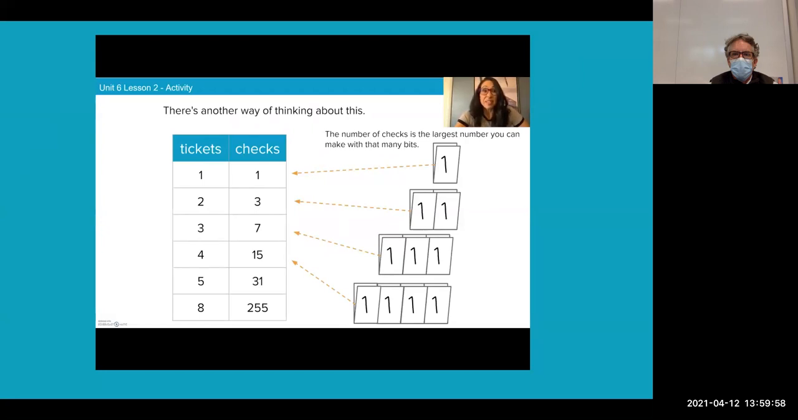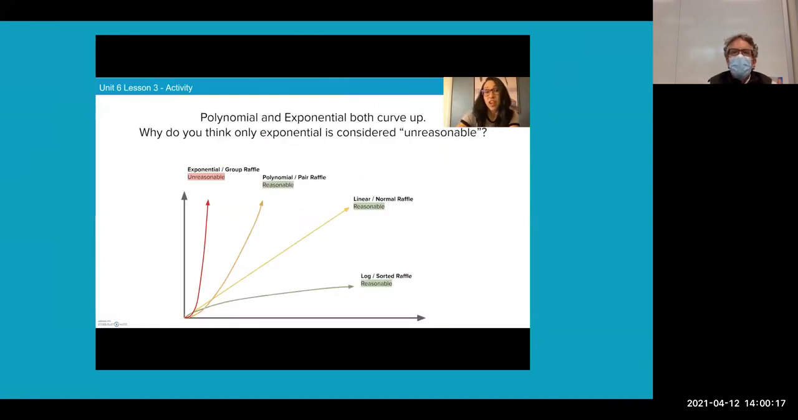And this kind of makes sense since 2 was the base and there were 2 options, winning ticket and not winning ticket. And the number of checks is, again, the highest number of combinations we would have to make, or as we see here in binary, the largest number that we can make with a certain number of bits. Why does everything always lead back to binary? So here's another graph of not only the exponential curve and the polynomial curve, but also a couple others just for comparison. Take a second and think, why might the exponential curve be considered unreasonable?